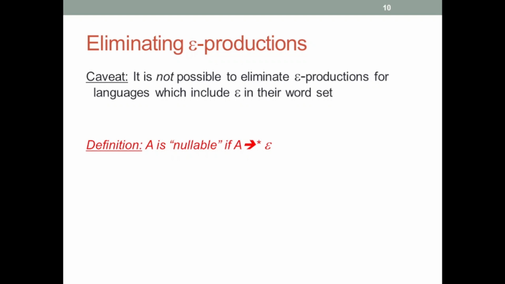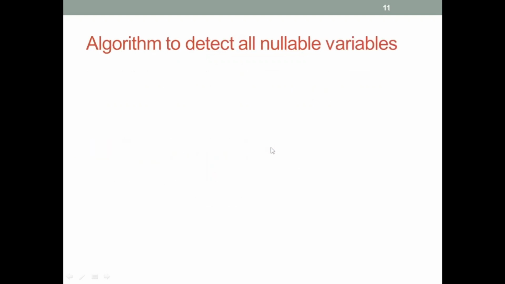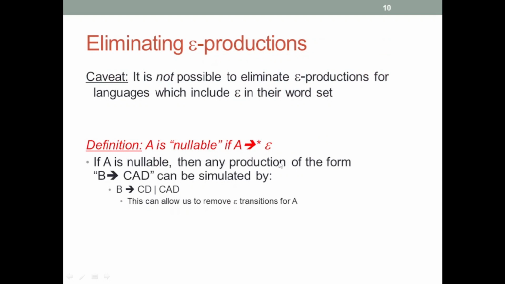So, what is the definition? A is nullable if A derives to epsilon. Now, if A is nullable, then any production of the form B derives to CAD can be simulated by B derives to CD or CAD. This can allow us to remove epsilon production or epsilon transitions from capital A. So you can see here, if capital A is nullable, then we can only use B derives to CD, and we can remove capital A.